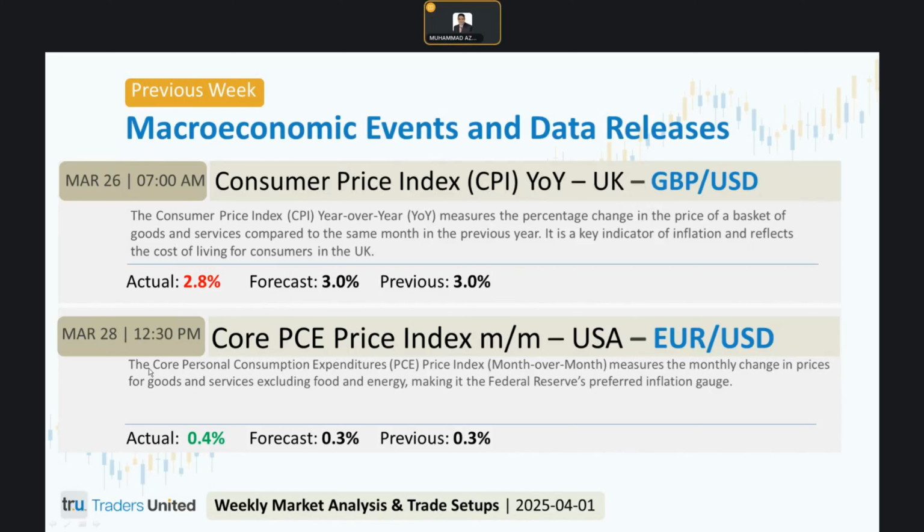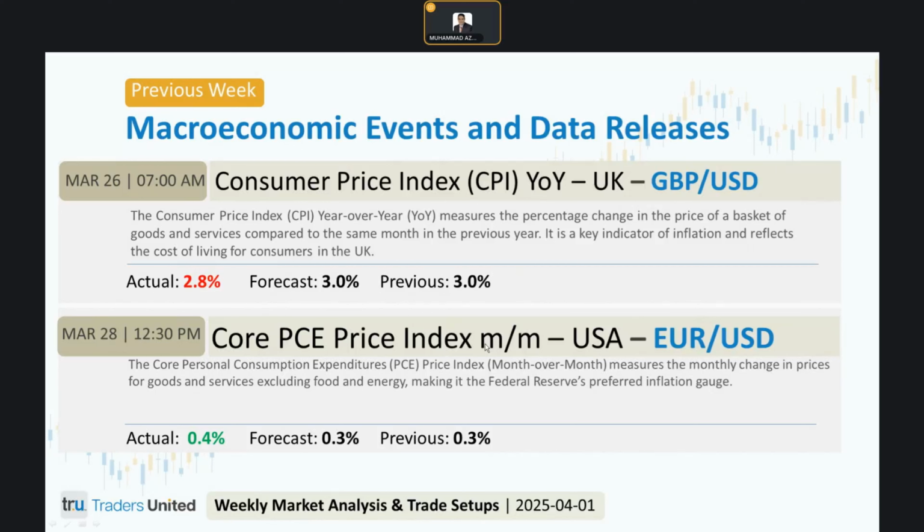Okay, next one is the core PCE price index. Now, what is the core PCE price index M over M? M over M means month over month. It is just a short word or an abbreviation that I'm using over here.